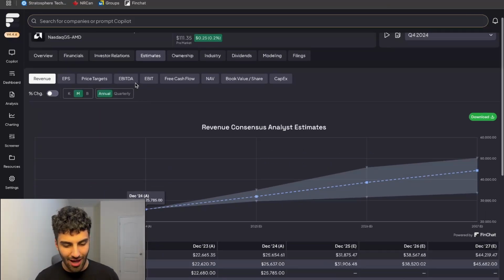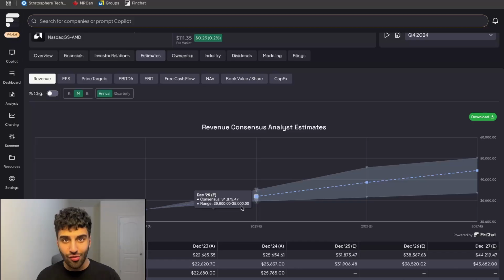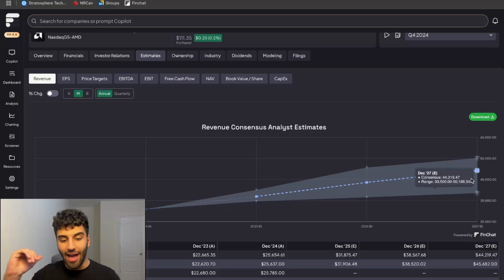You go over to the estimates tab to take a look at this. For example, the lowest range analyst is projecting about 30 billion in revenues. The highest one is 35 billion in revenues. That's a pretty significant swing just for the next year. That's about a 15% swing between the low end and the high end, the most bearish analyst on Wall Street and the most optimistic analyst on Wall Street.